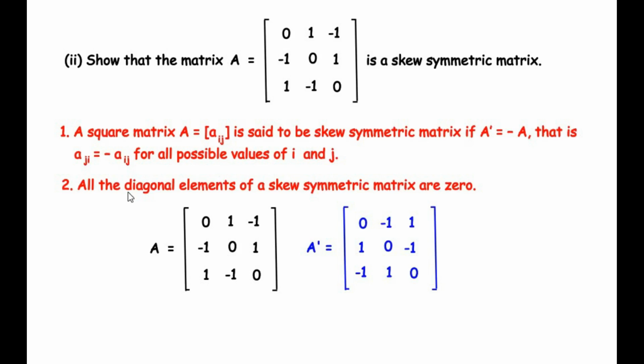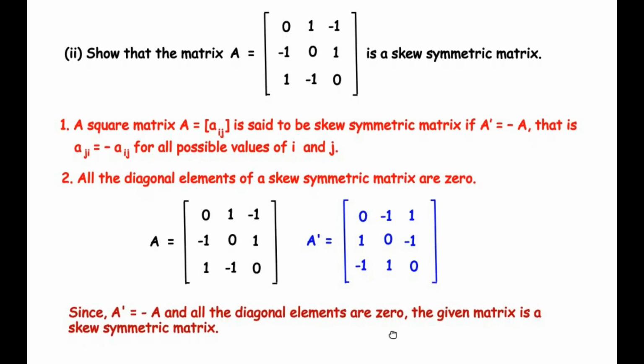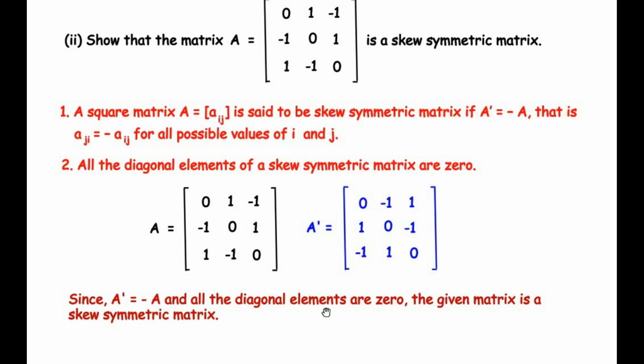And the second condition is that all the diagonal elements, so if we look at the diagonal of this matrix, are 0. So the diagonal elements of A are also 0 here, and in A transpose they are also 0. Once you get these two observations, we can say that since A transpose is equal to minus A and all the diagonal elements are 0, the given matrix is a skew symmetric matrix. Now let us move on to the 8th question.